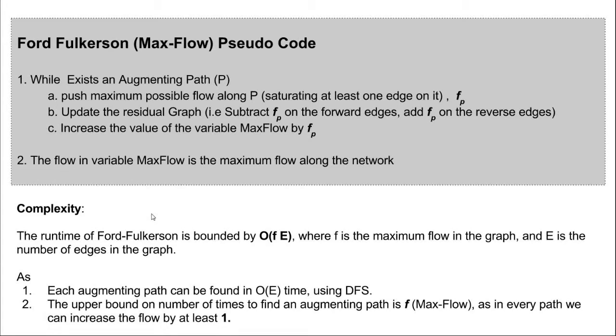First, each augmenting path can be found in O(E) time using DFS, that is, the depth first search algorithm. Second, the upper bound on the number of times to find an augmenting path is F, the max flow, as in every path we can increase the flow by at least 1. The worst case is that in every augmenting path we can increase the flow by only 1. So the total number of times we need to find an augmenting path is equal to F, which is the max flow. So the maximum times you need to run DFS is F, each costing E, which is the upper bound known as O(FE).